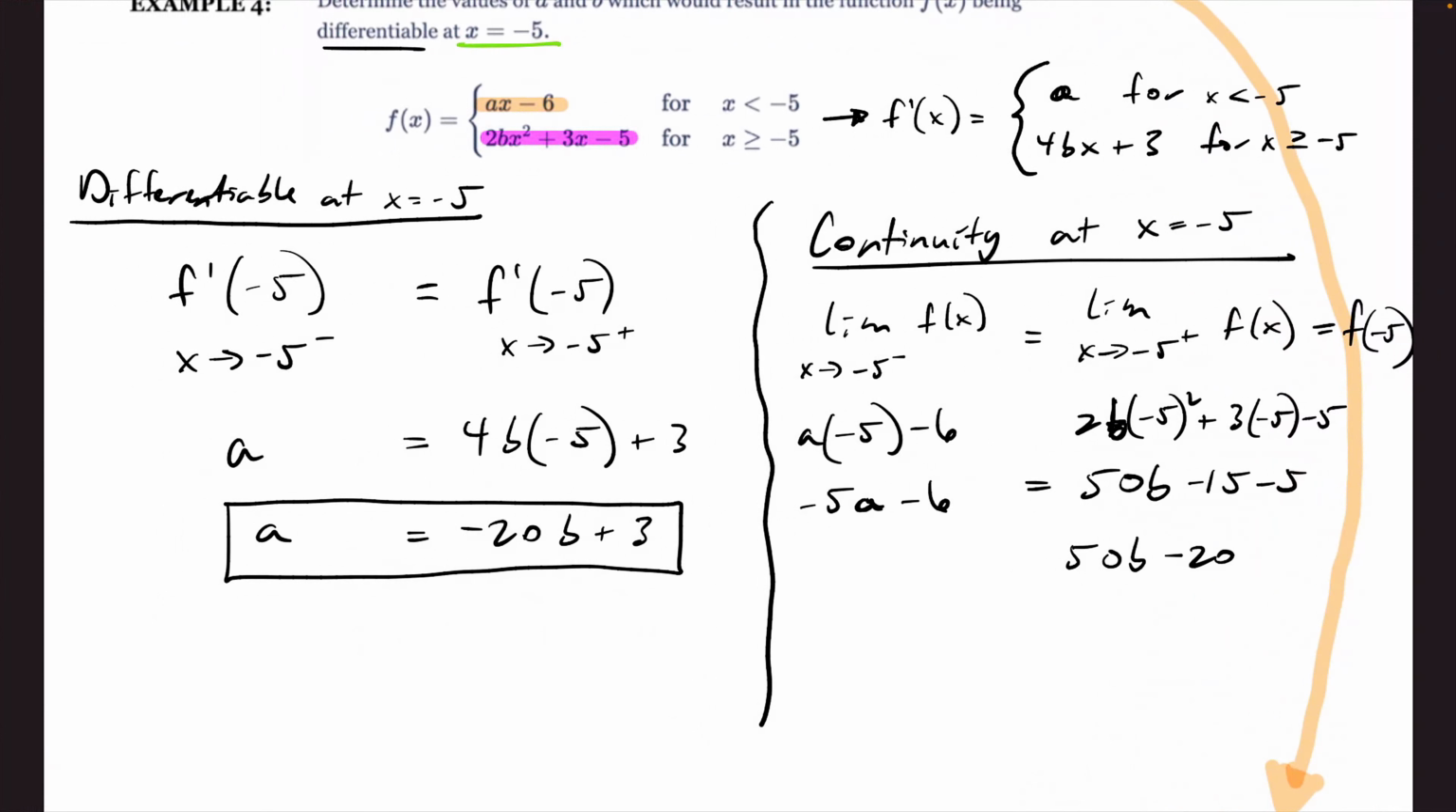F of negative 5 would give me the same answer as that one. It would be 50b minus 20, because you would just plug in negative 5 to the bottom, 2bx squared plus 3x minus 5. So I'm not going to do it again because I already did it once. So here is my second equation.